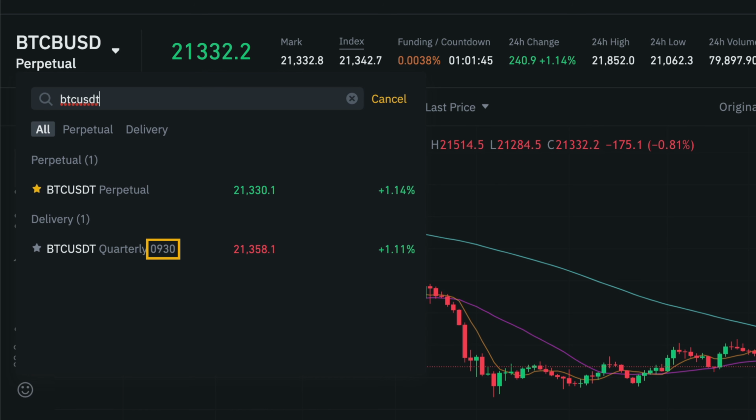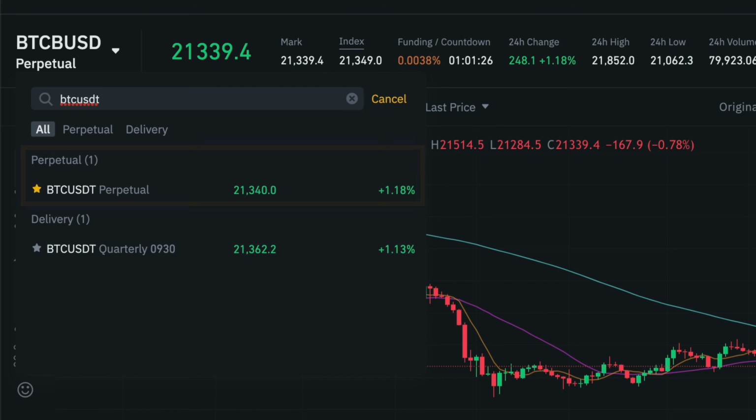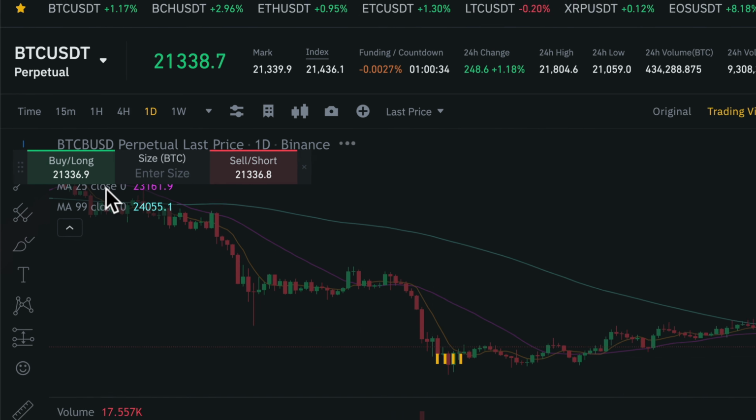The first 2 digits here are the month, and the last 2 digits are the day when this future will be settled. The perpetual futures, on the other hand, don't have a delivery date, meaning they will never expire, and we can stay in our position until we manually close it, and we don't have to worry about our future expiring. So let's go ahead and choose the perpetual futures contract for Bitcoin.